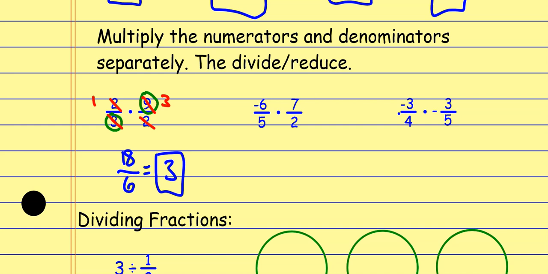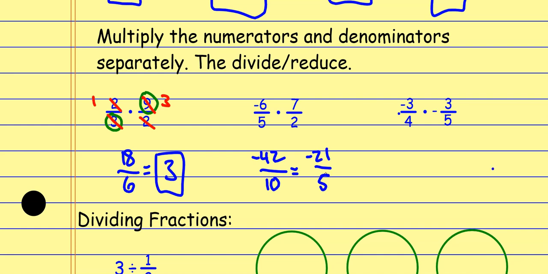I can multiply first. If I do multiply first, negative 6 times 7 is a negative 42. 5 times 2 is a positive 10. And now from here, this is not going to divide nicely, so I'm going to reduce. See, 42 is not divisible by 10. So I'm just going to divide them by whatever I can divide them by, which happens to be a 2. See, I can divide the 42 by a 2, and that gives me a 21. So I'm going to put negative 21. I can divide the 10 by a 2, and that gives me a 5.